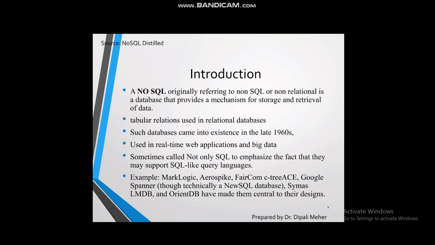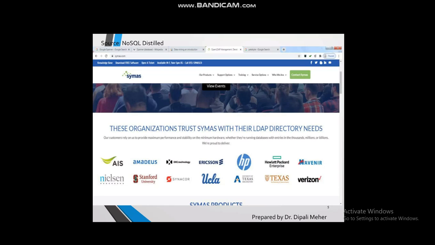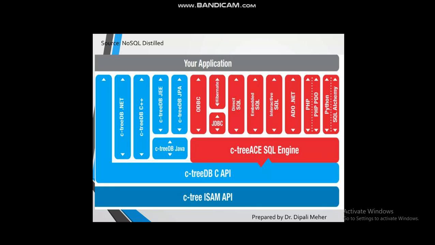Examples: MarkLogic, Aerospike, FairCom, Citrix, Google Spanner. Though technically a NoSQL database, others such as OrientDB have made them too central to their designs. APIs: c-treeDB API, c-treeACE ISAM API.